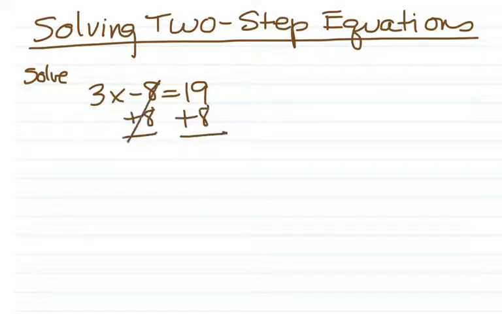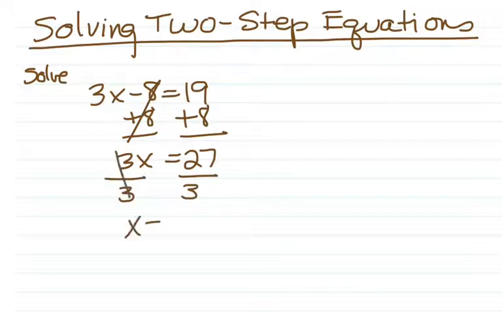So we're going to get rid of the subtracted thing first and add 8 to both sides. So that'll give us 3x equals 27. Now the bond we have to break is multiplication. So we'll divide both sides by 3 and we'll get x equals 9.